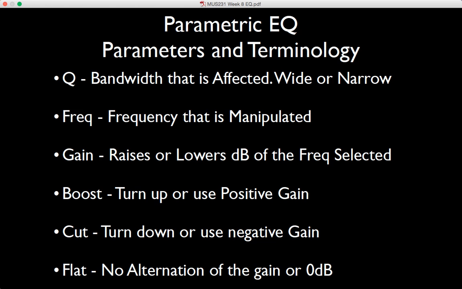The frequency, of course, is which frequency is manipulated. Gain is just a boost or a cut, raise or lower, up or down. That essentially is, when you get to that knob, turn it up, turn it down.